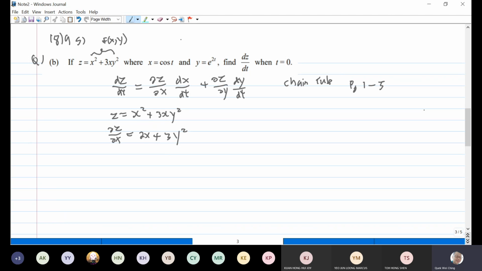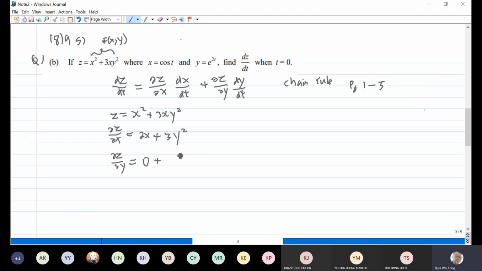Okay, you treat y square, 3y square constant, differentiate with respect to x, you get 1. Okay, dz dx here. And how about dz dy? Partial differentiation with respect to y. That means you treat x constant, okay, differentiate with respect to y. So treat x constant, get 0 here.